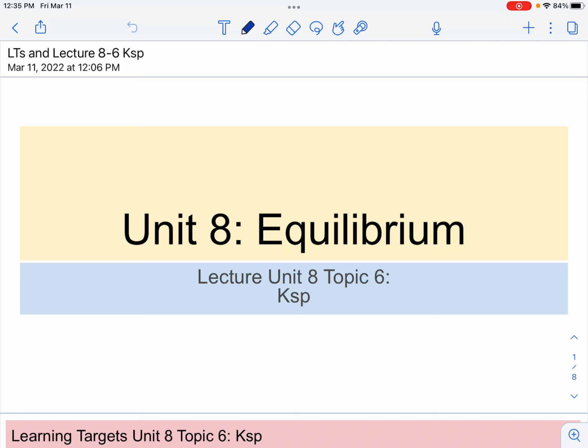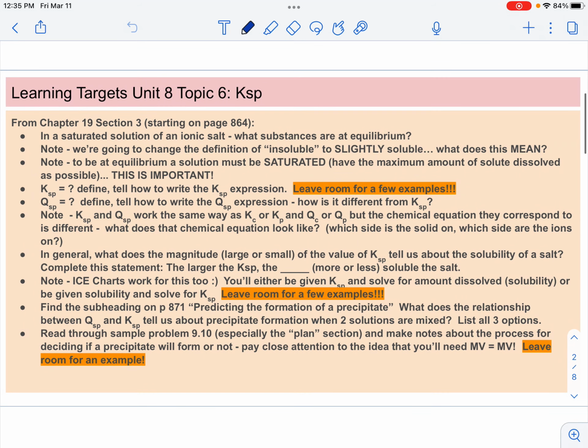This is lecture 8.6, which is an extension of what we've already talked about in equilibrium. We're going to use something called KSP in this lecture, so let's go ahead and get started. In this unit, you're going to be working from chapter 19, which I know is a skip ahead, but we need to look at what KSP is and how that relates.